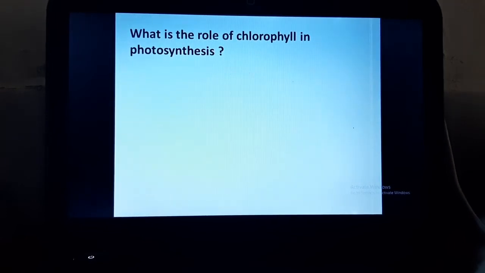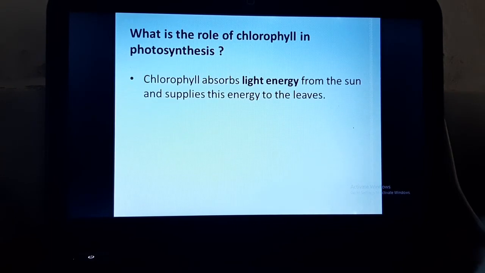Now today we will be discussing the role of chlorophyll in photosynthesis. Chlorophyll absorbs light energy which is coming from the sun and supplies this energy to the leaves. Because leaves are the green parts of the plant and leaves contain chlorophyll, that is why the chlorophyll which is present in the leaf is absorbing the light energy from the sun. And now how is this light energy utilized in the leaves?